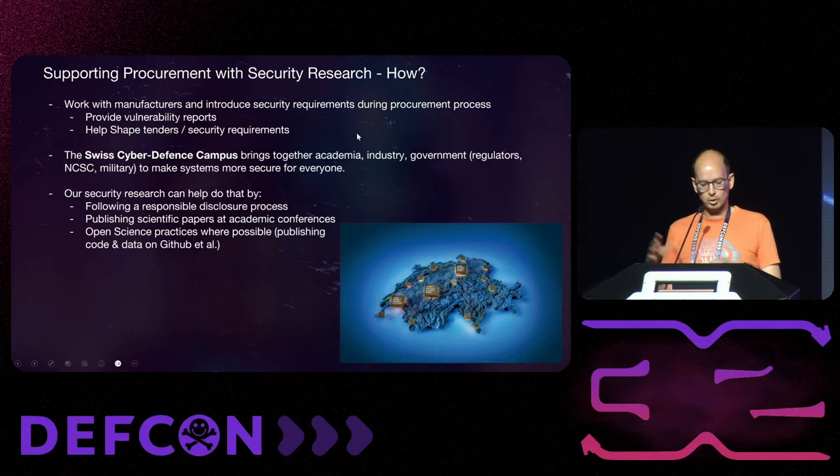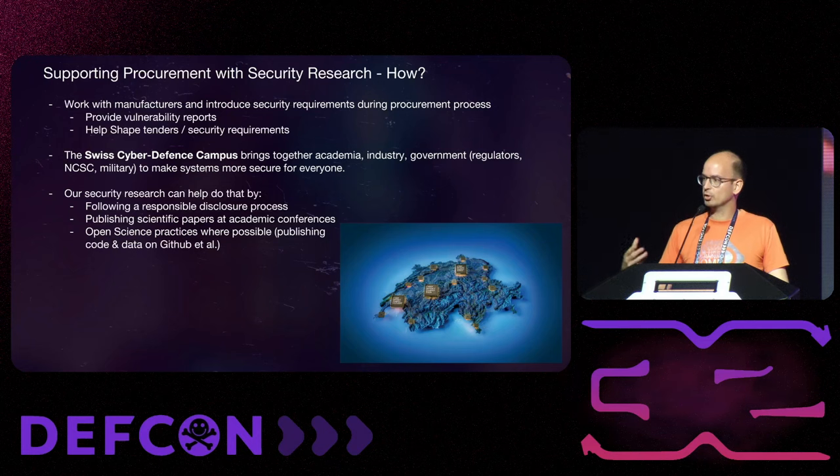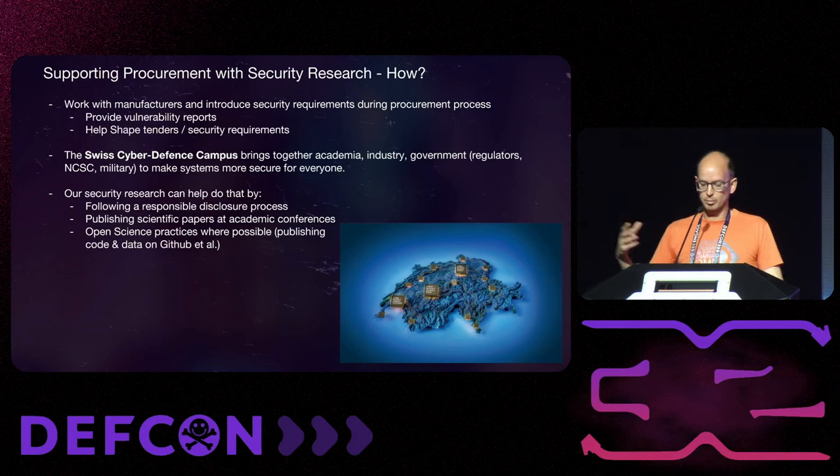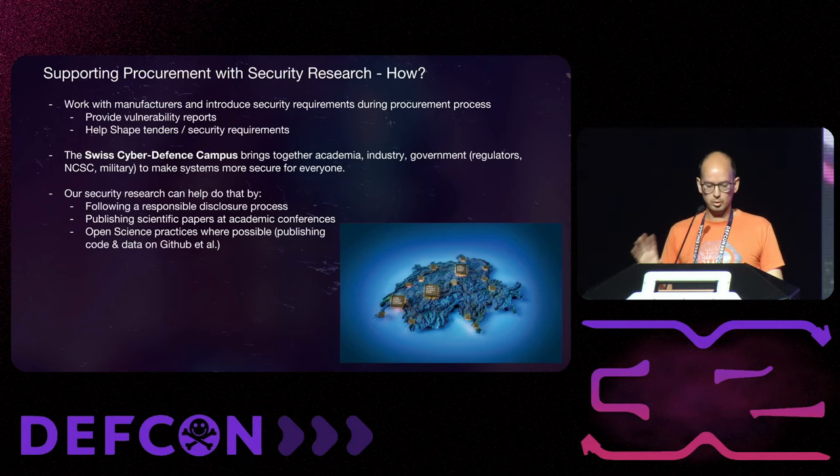So what do we want to concretely do here to support our procurement? We want to do concrete vulnerability research as early as possible. We want to really help shape the security requirements during the process and in the final tenders. To do that, we work with the manufacturers, but we also use support from academia in Switzerland and outside to bring everyone together to make the systems more secure and not just do this for us, but for everyone. So concretely, if we do research, we follow a responsible disclosure process with the manufacturers. If we find anything, we publish at conferences, also come to HackerCons now, and we also release our code wherever possible, just as in this case.